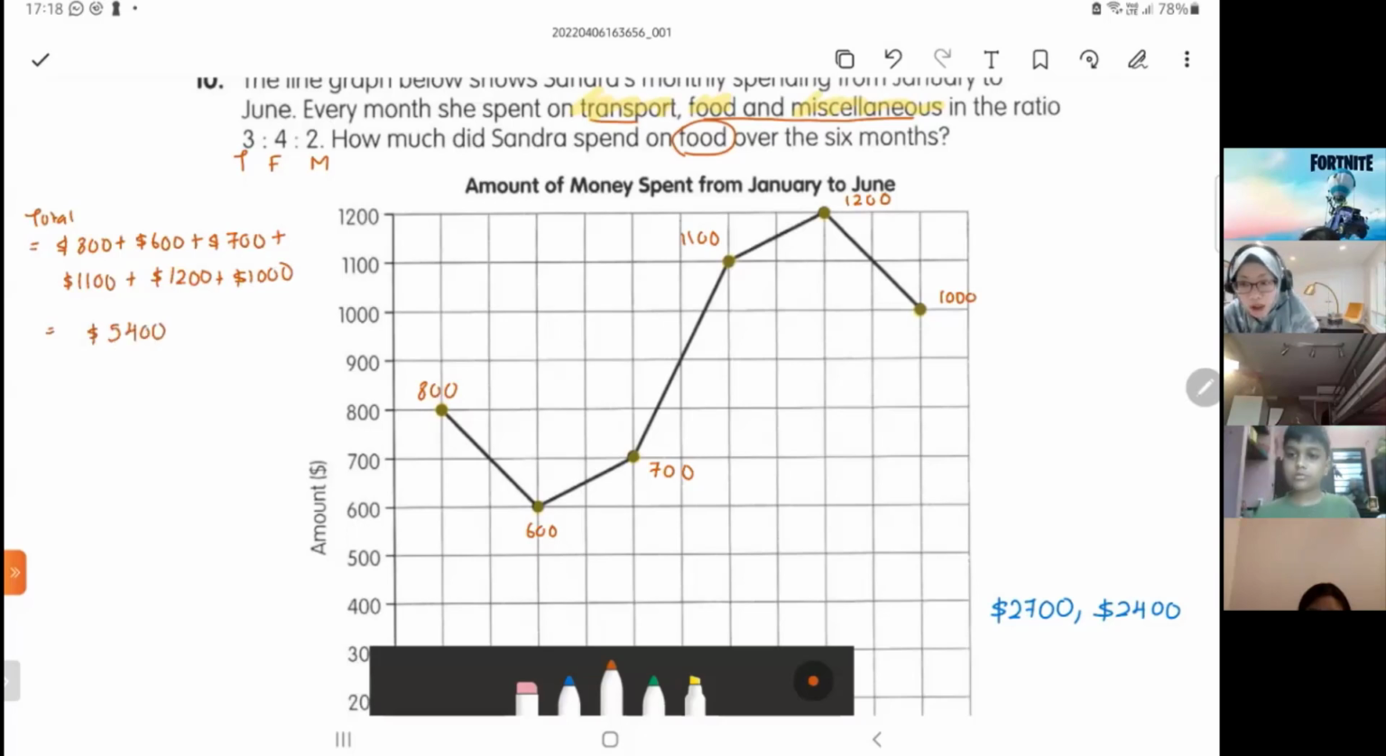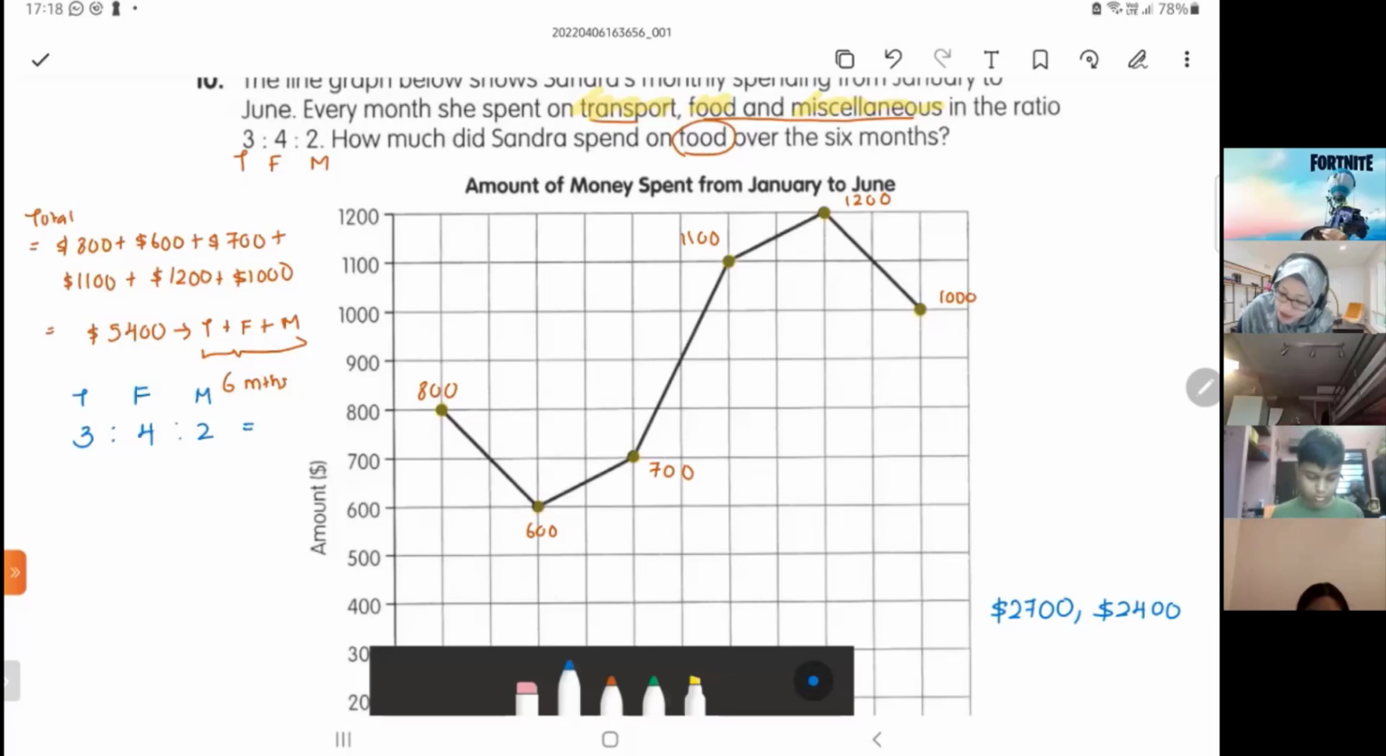So this is the total of transport plus food plus miscellaneous over the 6 months. But do I want that? No, I just want the food. Right now, you know that it is spent in the ratio of 3:4:2, transport, food, miscellaneous. The total will be, I just add them up.